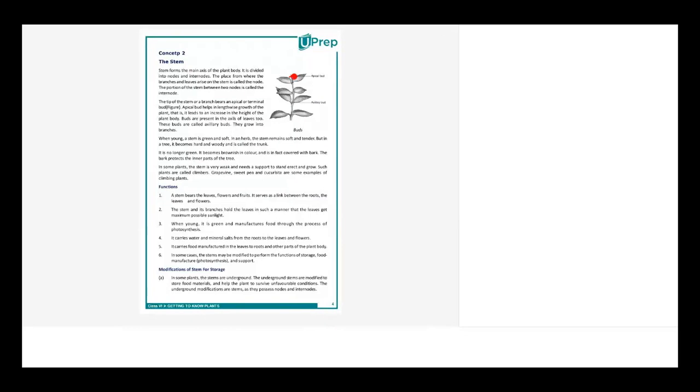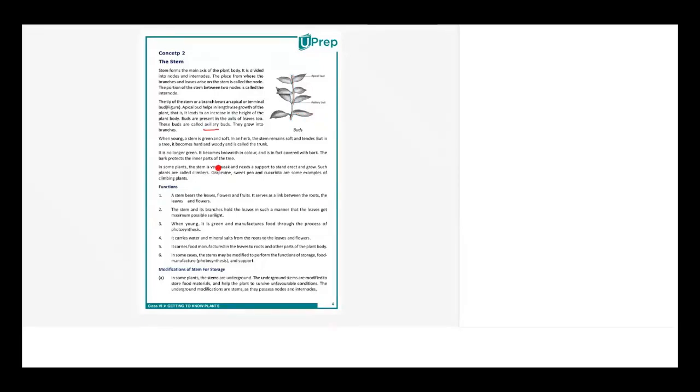Okay, all right. So when young, a stem is green and soft. In a herb, the stem remains soft and tender, but in a tree, it becomes hard and woody and is called the trunk. So most of the time you will see that in a herb we are studying the stem. For example, consider this to be a herb. In a herb, you will always find the stem to be green in color, because it is thin. It is a little fleshy, and if you cut it, you will find it a little watery.